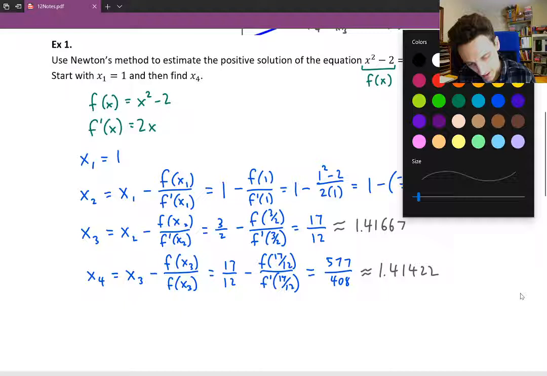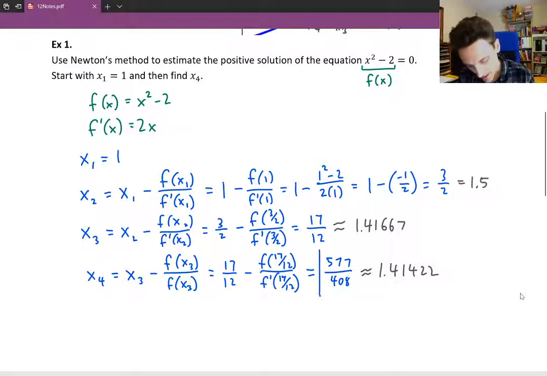Okay, so there's x4. Here's the exact version of x4. The decimal approximation is this one, 1.41422. You can just look to see what the problem is asking for. If it just says find x4, probably either one will be fine. If it says find the exact x4, then it's the fraction. If it says find an approximation out to 5 decimal places, that would be what we have written here.